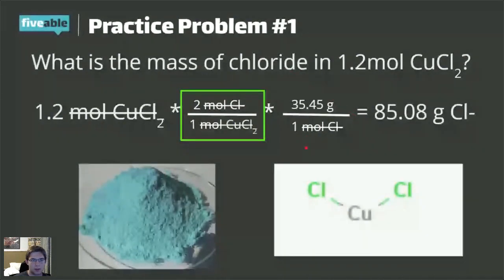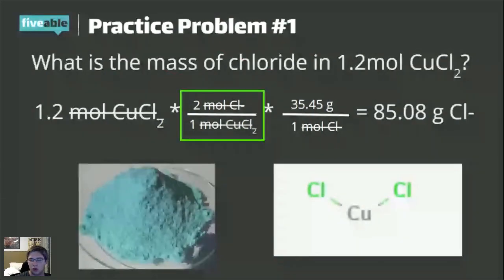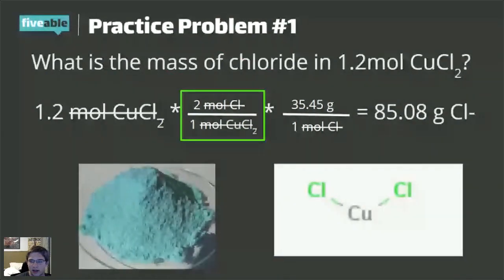So we want to see what's the molar mass of chloride. And you might be thinking, oh, I can't find chloride on the periodic table. It's the same as chlorine, because when you rip an electron off of something, the electron is so ridiculously tiny that it doesn't contribute any mass whatsoever. It weighs so little that it won't have an impact on your answer. So the molar mass of chloride is the exact same as the molar mass of chlorine. And you end up getting 85.08 grams of chloride.